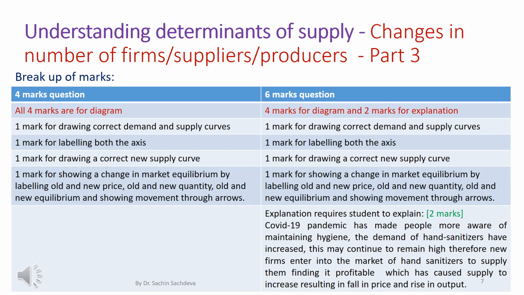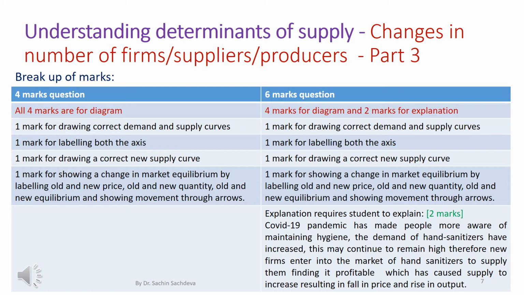Therefore, new firms enter the market of hand sanitizers to supply them, finding it profitable, so they want to supply. The demand may continue to remain high, which has caused the supply to increase, resulting in a fall in price and a rise in the output. This is how the explanation has to be done.